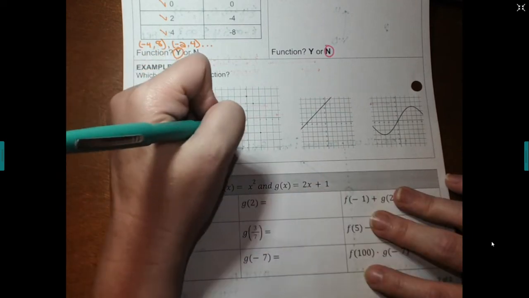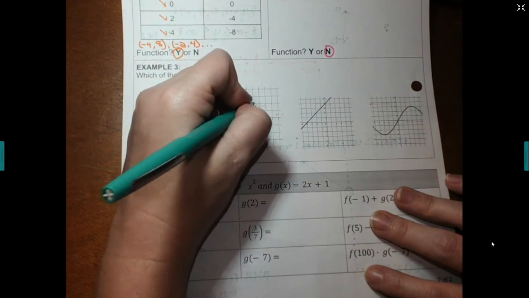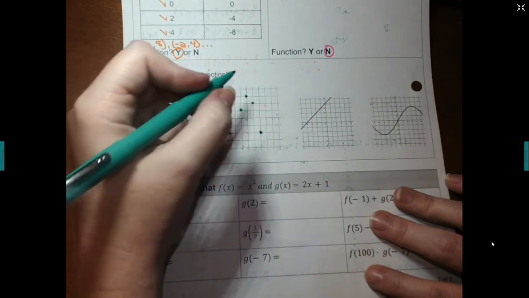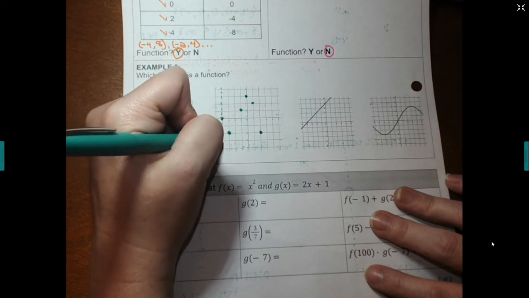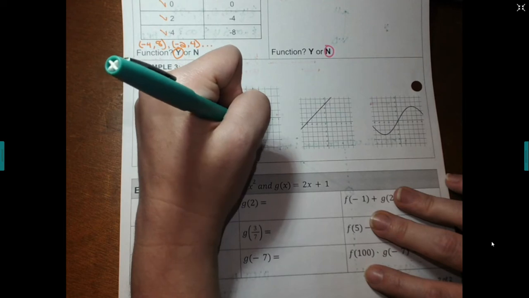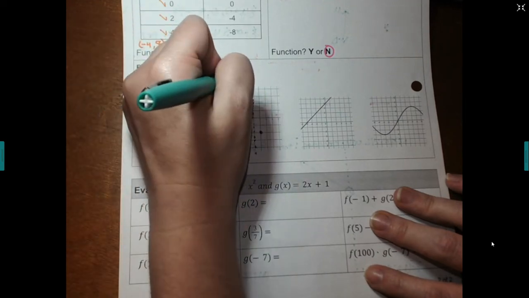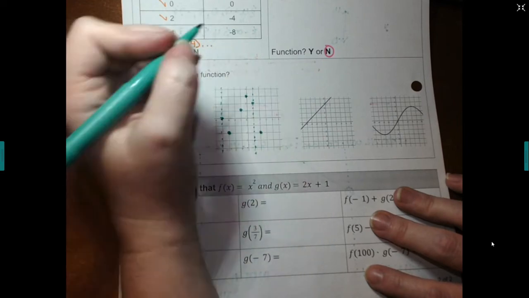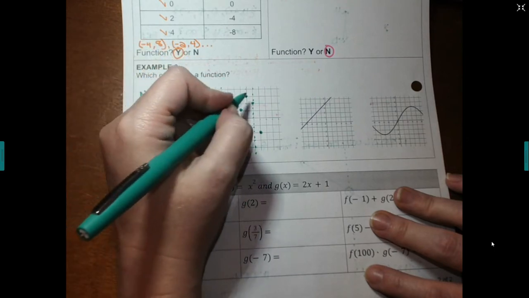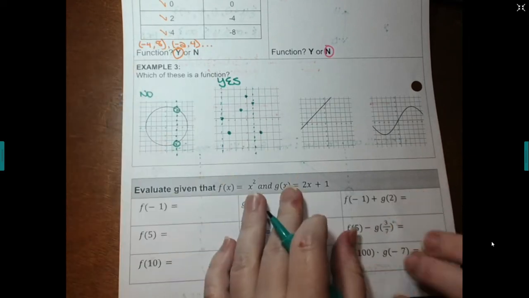Okay. This one, I know it's kind of hard to see, but we have just separate points. It's not actually a line. But there is no point on this graph where I could draw a vertical line that would cross through more than one of those points. I'll draw a couple in here to show you. Okay. So I do not have any repeating x values, so it passes the vertical line test because my vertical line only crosses through one point. So it is a function.